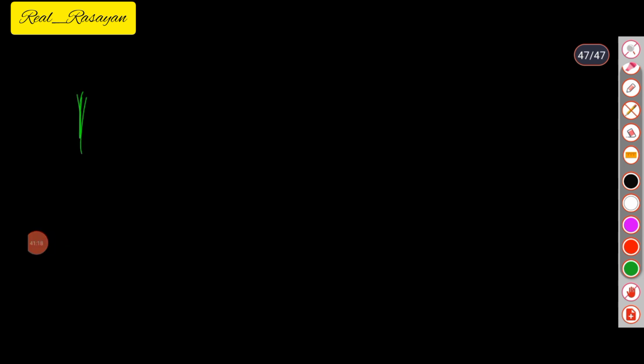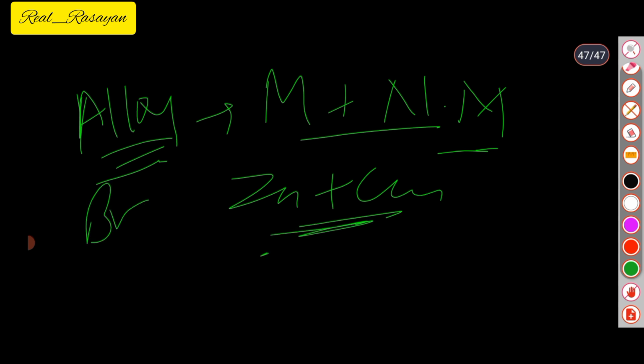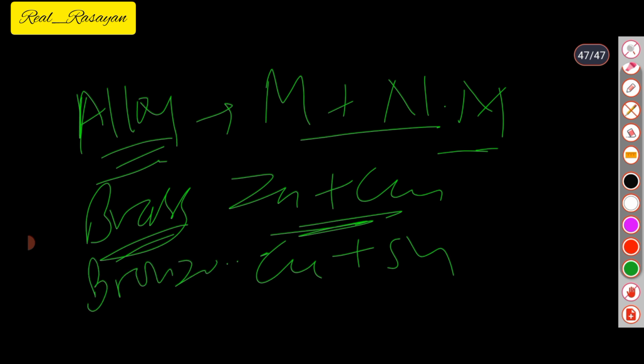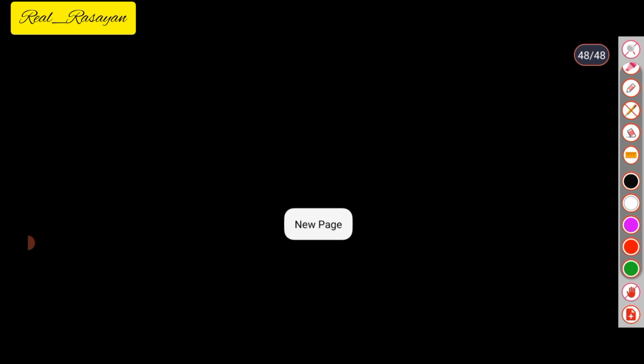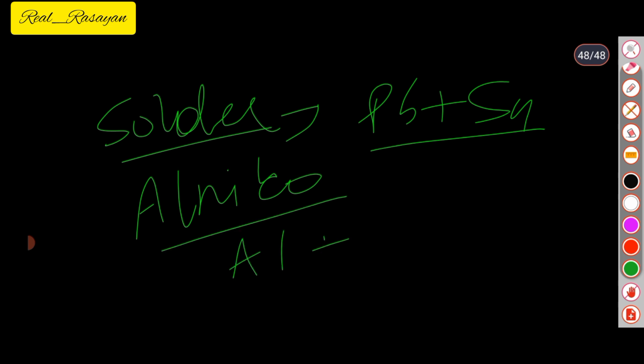Now the term alloy. Alloy is a mixture of 2 or more metals, or metal and non-metal. Suppose zinc and copper, it will give brass. Copper and tin gives bronze. Solder is Pb, lead and tin. Alnico: aluminium, nickel, cobalt. And you can remember some other alloys also.